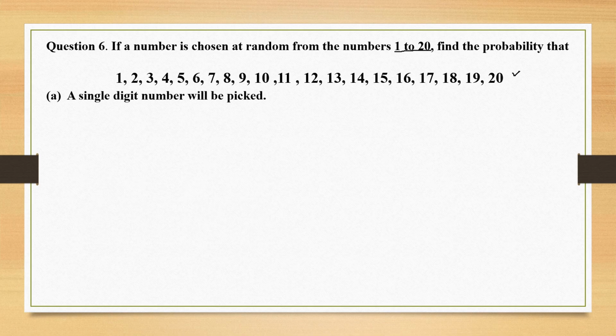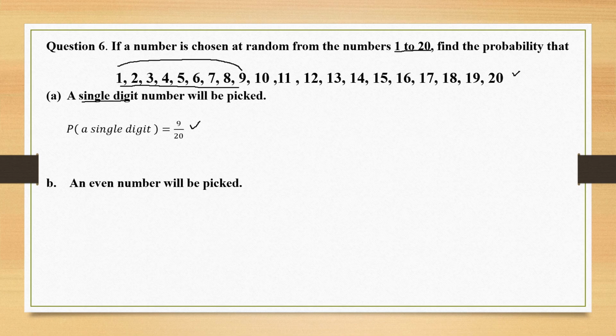Now look at the first question. The first question is: a single digit number will be picked. From 1 to 9, all these numbers are single digit numbers. From 10 to 20 we have two digits, so we will take only 1, 2, 3, 4, 5, 6, 7, 8, 9. We have 9 numbers that are single digit numbers, so the answer will become 9 by 20.